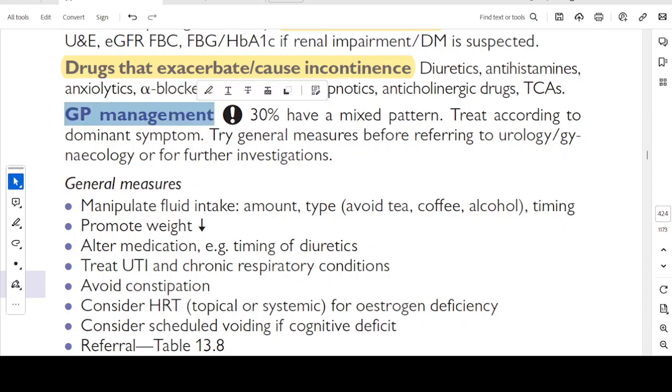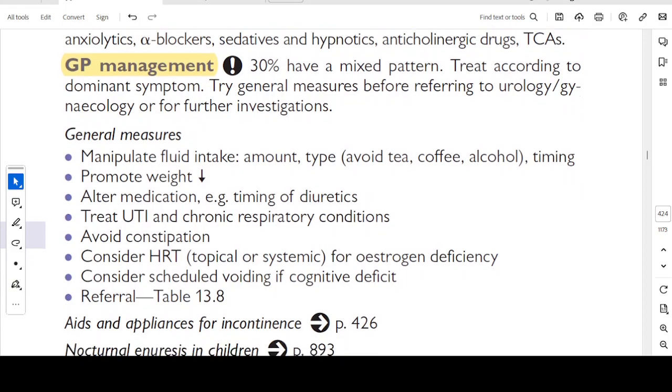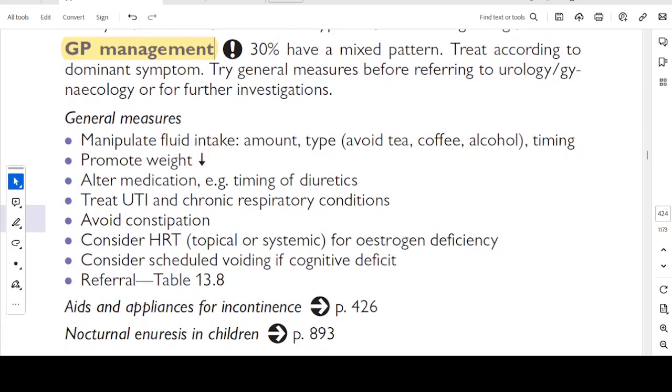GP management in urinary incontinence. 30% have a mixed pattern. Treat according to the dominant symptom. Try general measures before referring to urology or gynecology for further investigations.